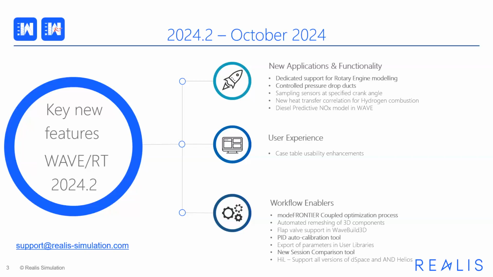The headline workflow enabling feature of this release is a new coupled optimization process with modeFRONTIER optimizer from ESTECO for WAVE, which we will cover in more detail later. This feature is enabled by the new option to remesh automatically 3D components at the start of the simulation, applying the values of parameters which affect these components directly from the case table. The flap valve support in WaveBuild 3D also allows our acoustic users to directly embed flap valves in the complex silencer components.